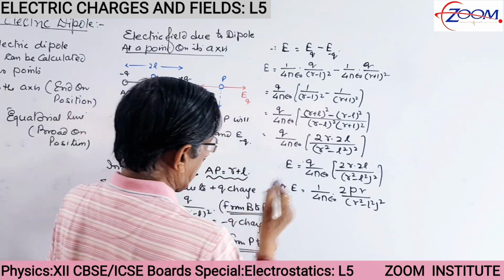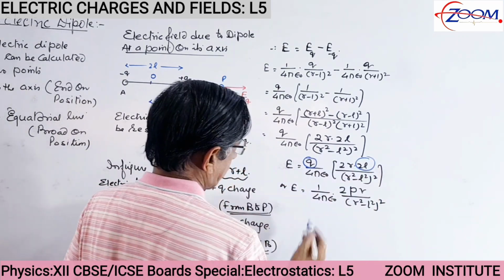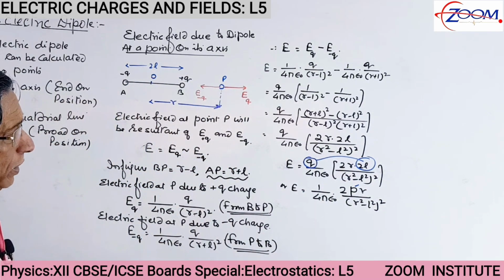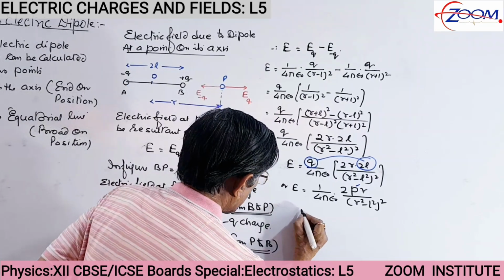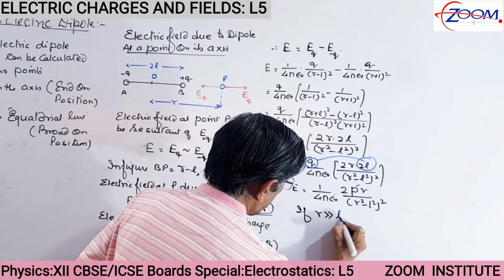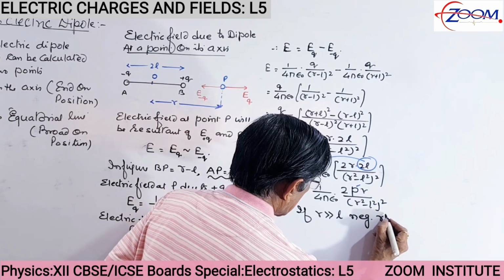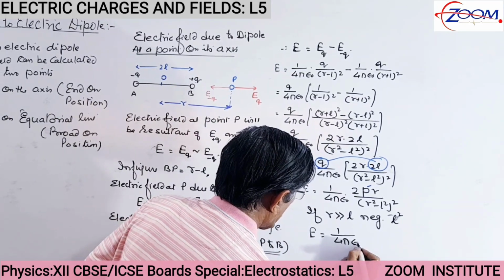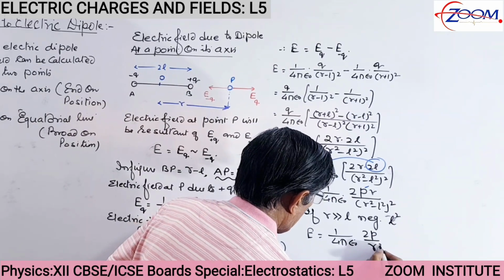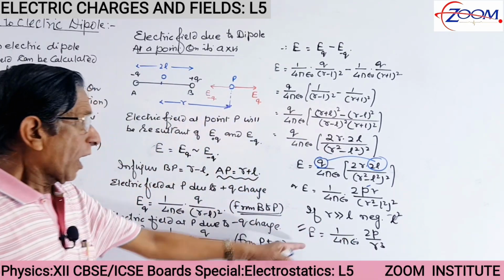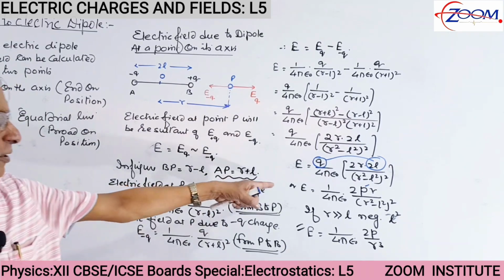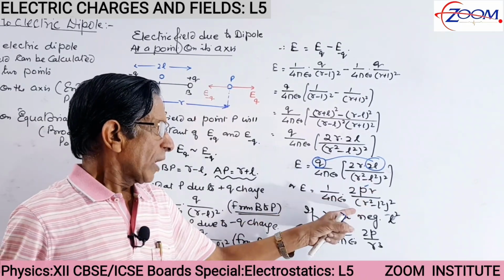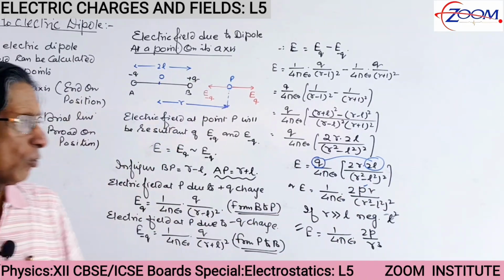Dear students, here I have taken Q and 2L equal to P. So this into this is equal to P. So E is equal to 1 upon 4 pi epsilon naught 2 PR upon R square minus L square. If R is very greater than L, what we shall do? Neglect L square. Therefore, E will be equal to 1 upon 4 pi epsilon naught 2P upon R cube. So this is the formula when R is very greater than L. Otherwise, the general formula is E is equal to 1 upon 4 pi epsilon naught 2P R upon R square minus L square power 2.